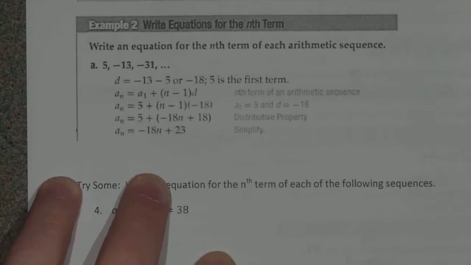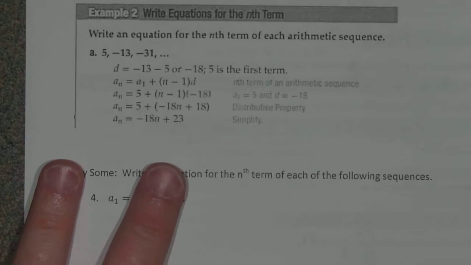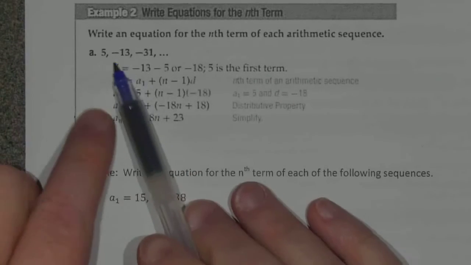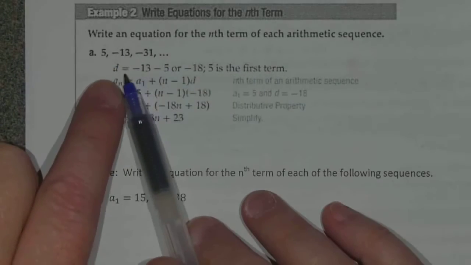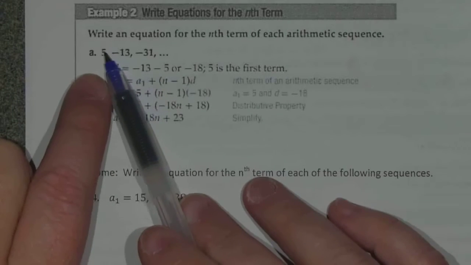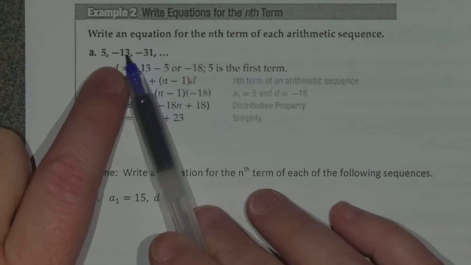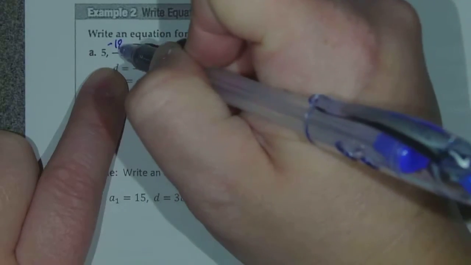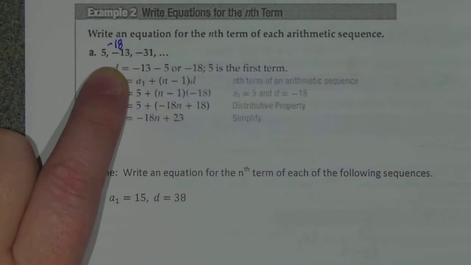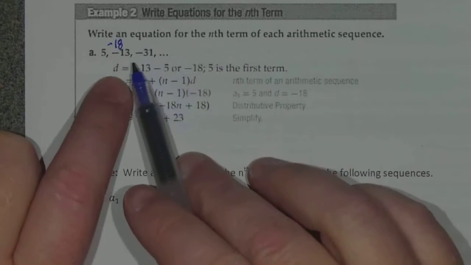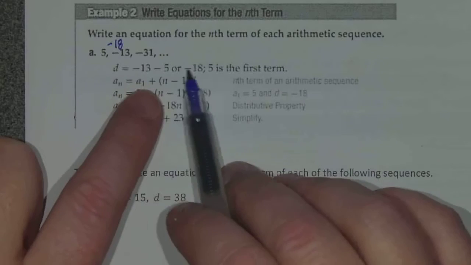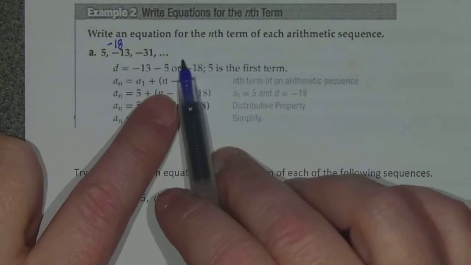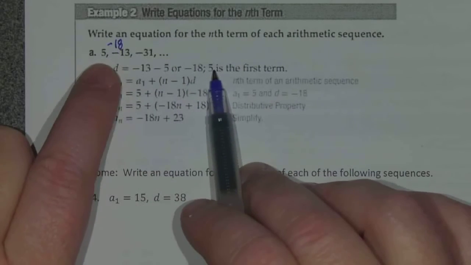So this time it says write an equation for the nth term of this arithmetic sequence. So we're going to write an equation for it. We know the common difference. How do you get from 5 to -13? You subtracted 18 or added a -18, right? Is that how you got from there to there? Okay. And so we know what our D value is. It's -18, and we know 5 is the first term.